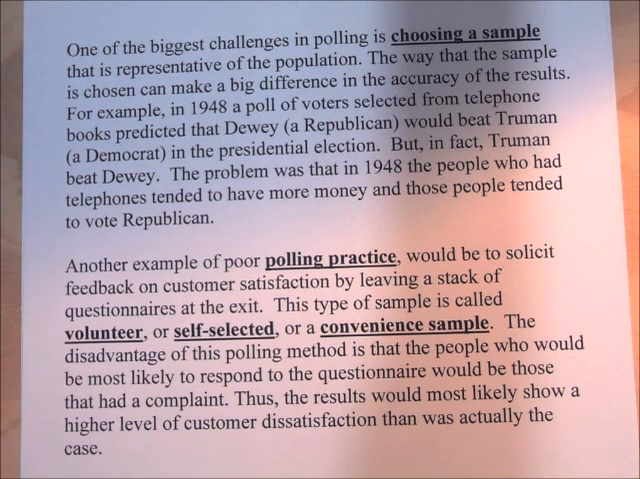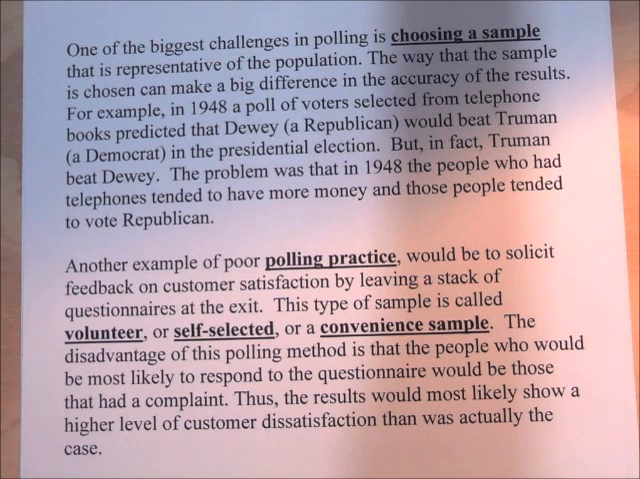Another example of a poor polling practice would be to solicit feedback on customer satisfaction by leaving a stack of questionnaires at the exit. This type of example is called a volunteer, or self-selected, or convenience sample. The disadvantage of this polling method is that the people who would be most likely to respond to the questionnaire would be those who had a complaint. So the results would most likely show a higher level of customer dissatisfaction than was actually the case.